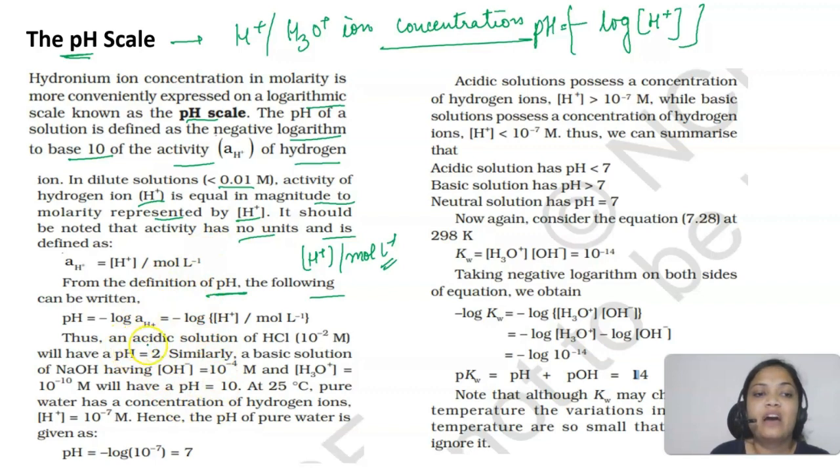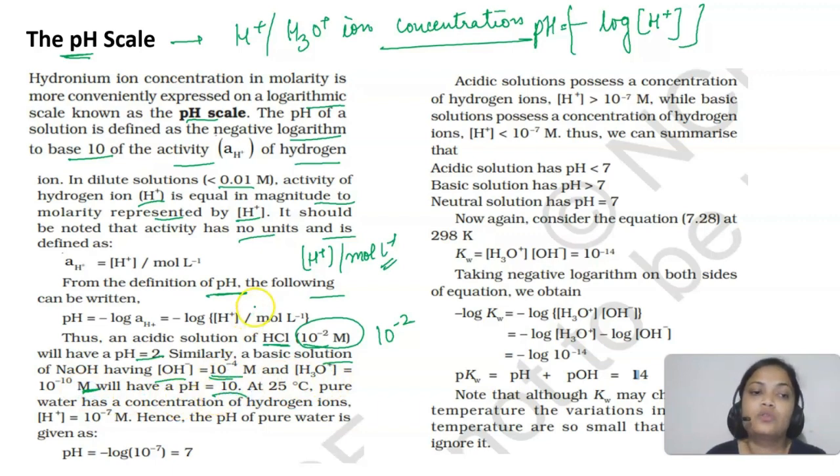Okay, let's say if I have an acidic solution of HCl which has a molarity of 10 to the power minus 2, it has a pH of 2. Alright, similarly, if we have a basic solution of NaOH having hydroxide ion concentration 10 to the power minus 4 and hydronium ion concentration 10 to the power minus 10, it will have a pH of 10.